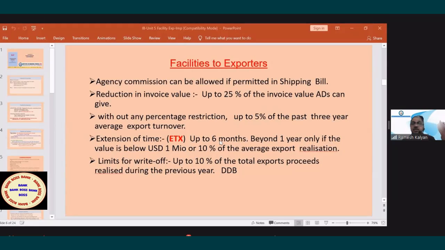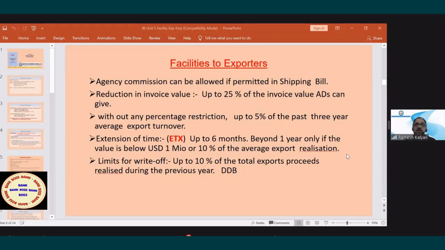Maximum period is 9 months. I told you, in the first slide it was maximum period only is 9 months. But normally up to 6 months we can give the extension. Suppose a bill is sent, the period is 30 days. Suppose it is not realized within 30 days, we can give extension.